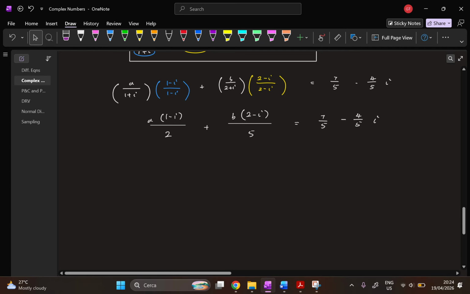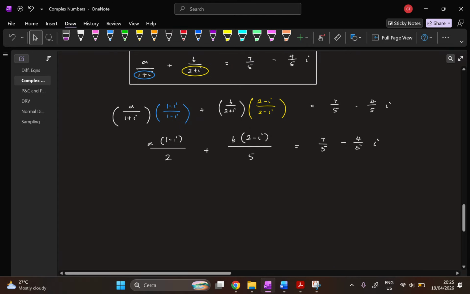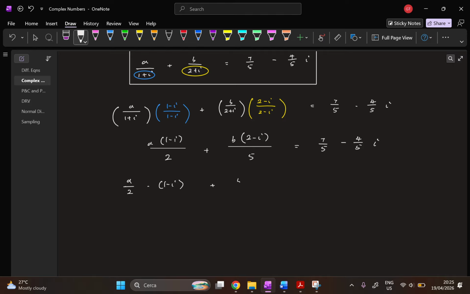And once you get this, then obviously you should be able to see by now that the way to do this is by partial fractions. So I'm going to try to split this. Actually, to call it partial fractions is wrong, because you don't actually need partial fractions. In this case, it's just a over 2 times 1 minus i, right? And then b over 5 times 2 minus i.